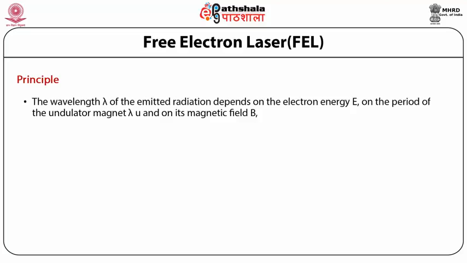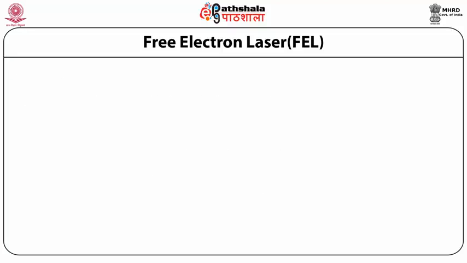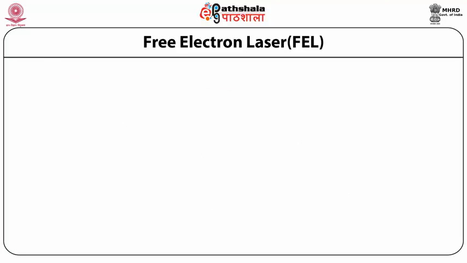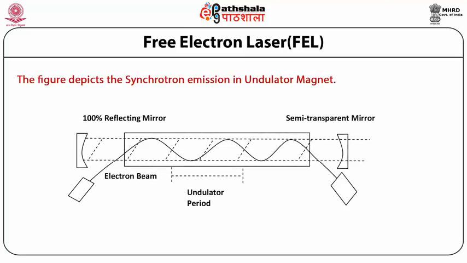The wavelength lambda of the emitted radiation depends on the electron energy E, on the period of the undulator magnet lambda_U, and on the magnetic field B. So lambda is equal to lambda_U over 2 times (1 plus K squared) times mc squared over E squared, where K is equal to eB lambda_U over 2 pi mc squared, and we call it the pitch parameter. The figure depicts the synchrotron emission in the undulator magnet. The second figure gives us the synchrotron emission in the undulator magnet.